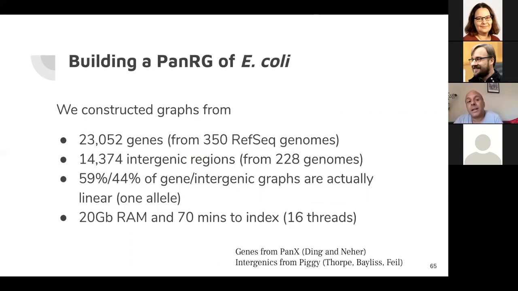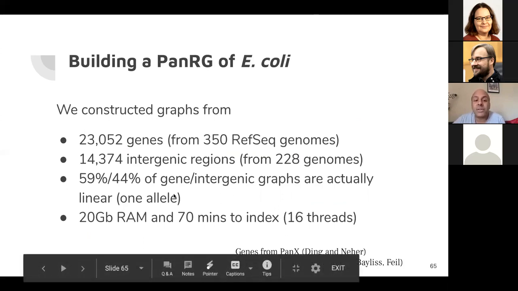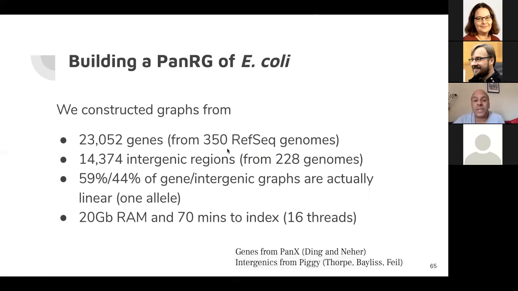So what we started to do is we built a pan-RG of E. coli. We took 20-odd thousand genes from 350 RefSeq genomes. I'll come back to whether or not that was a good decision. And about 14,000 intergenic regions from actually a different 228 genomes. Basically, because of that frequency distribution curve I described before, about 60% of the genes are actually linear. There's only one allele in those 350 genomes, and 44% of the intergenic regions are also linear.